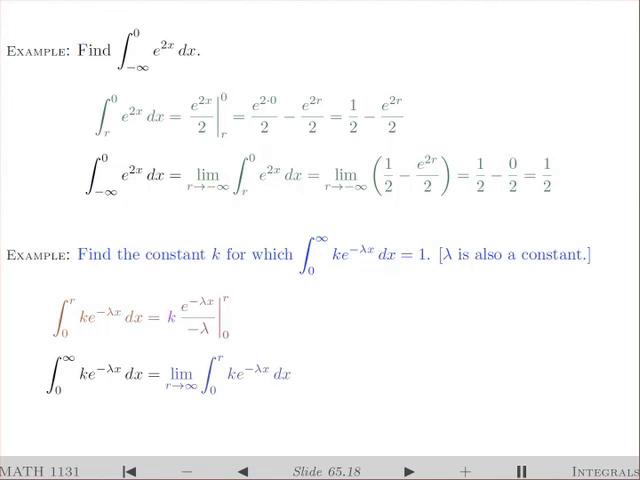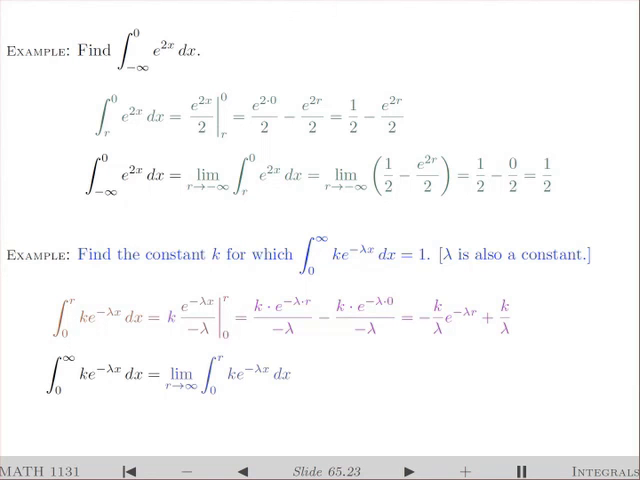Then I take the net change, so plug in r for x and then 0 for x and subtract. And then I'm going to simplify this. In the second term, I have k times e to the power 0. That's just k, because e to the power 0 is 1. And then I have two negatives. I can combine them to a single positive, so I get k over lambda.